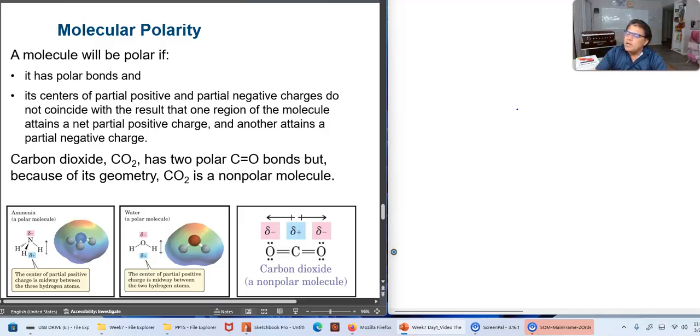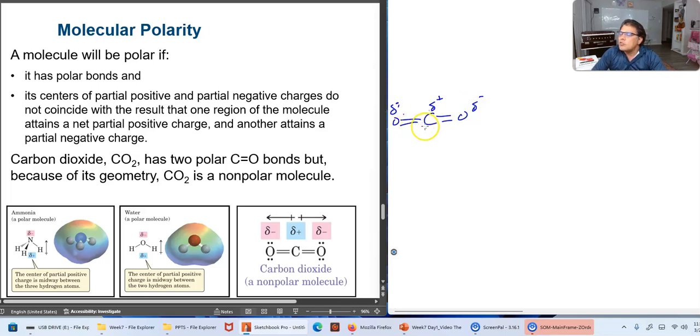But carbon dioxide, if you think about it, has polar bonds, right? Both bonds in carbon dioxide are polar, if you remember, because one atom is delta negative and the other is delta positive. That's why this is a polar bond: delta positive, delta negative, delta positive, delta negative.